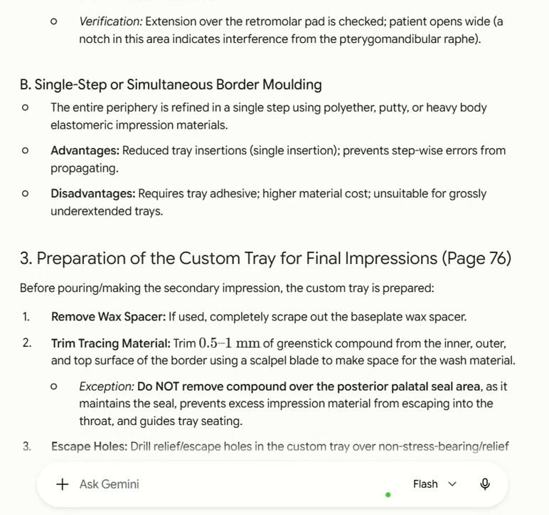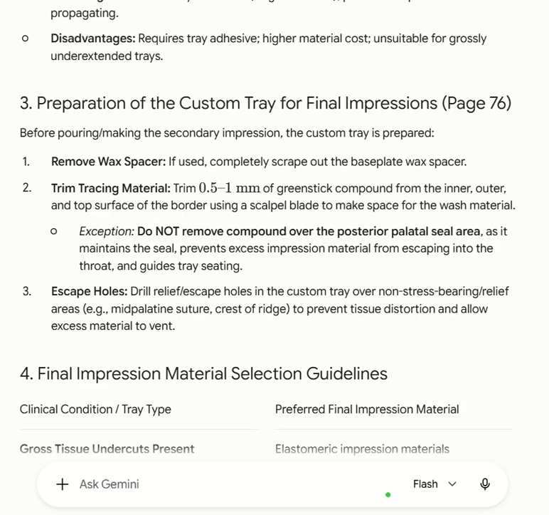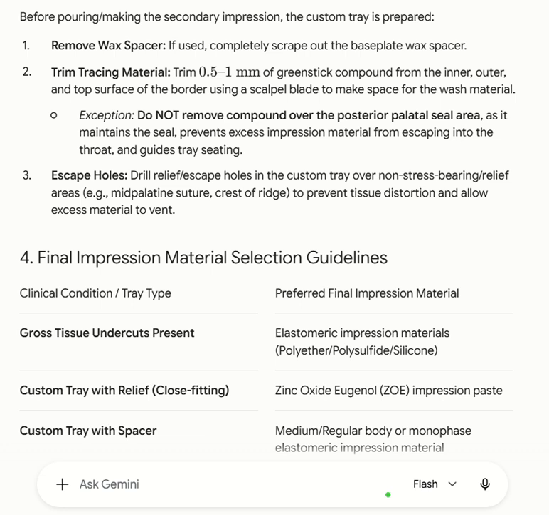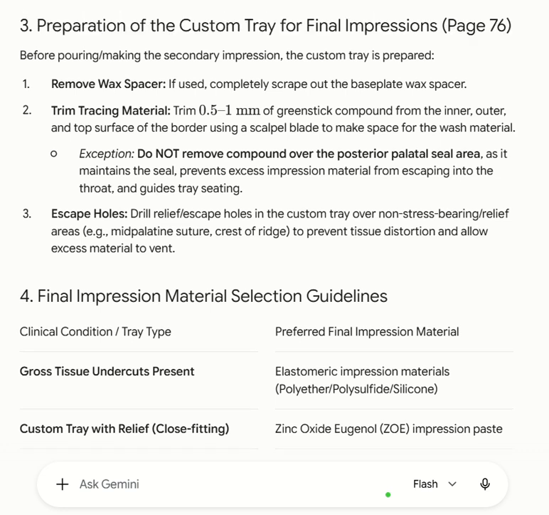3. Preparation of the custom tray for final impressions, page 76. Before pouring the secondary impression, the custom tray is prepared. Remove wax spacer, if used: completely scrape out the baseplate wax spacer. Trim tracing material: trim 0.5 to 1 mm of green stick compound from the inner, outer, and top surface of the border using a scalpel blade to make space for the wash material. Exception: do not remove compound over the posterior palatal seal area, as it maintains the seal, prevents excess impression material from escaping into the throat, and guides tray seating.